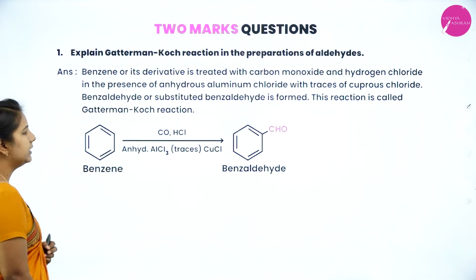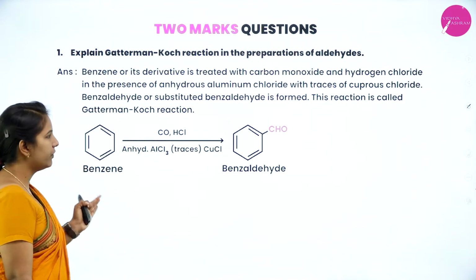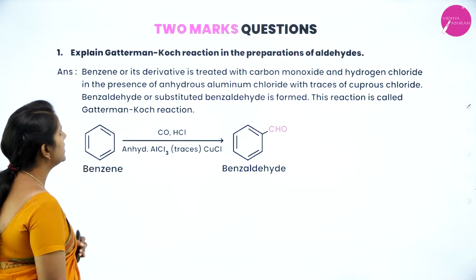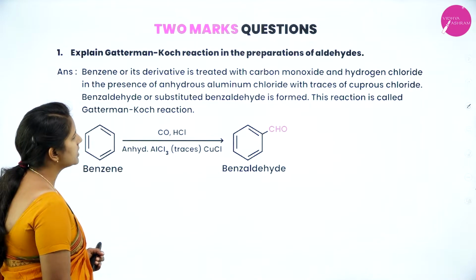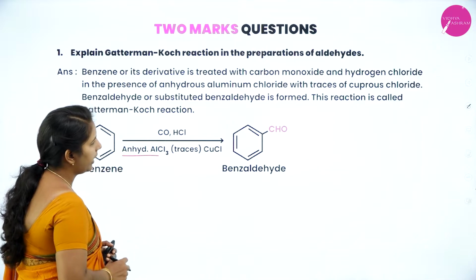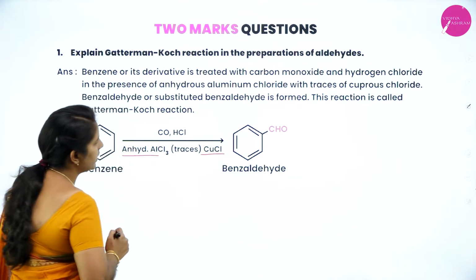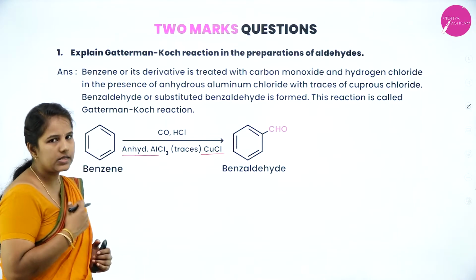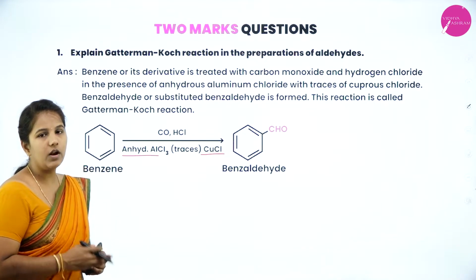So, we all know that the Gattermann-Koch reaction is the preparation of an aldehyde by using benzene. Benzene and its derivatives are treated with carbon monoxide and hydrogen chloride in the presence of anhydrous aluminum chloride with a trace amount of cuprous chloride. Benzaldehyde or substituted benzaldehydes are formed. This reaction is said to be what?